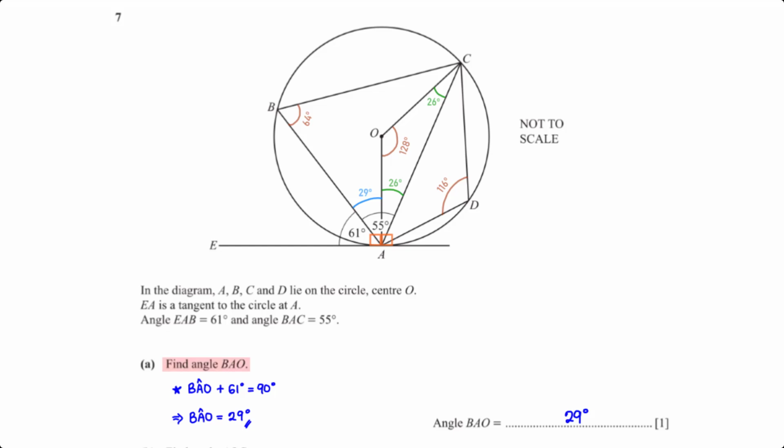Find angle BAO. The angle formed between a radius and the tangent is 90 degrees. So angle BAO plus 61 degrees equals 90 degrees. When we subtract 61 from both sides, we get angle BAO as 29 degrees.